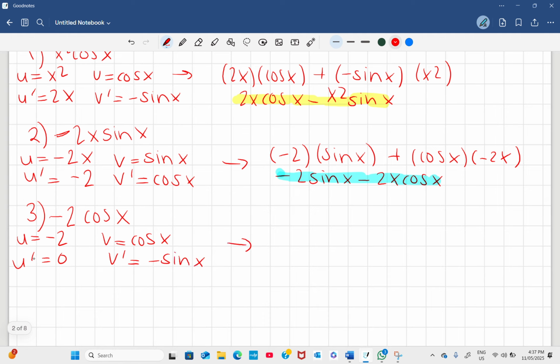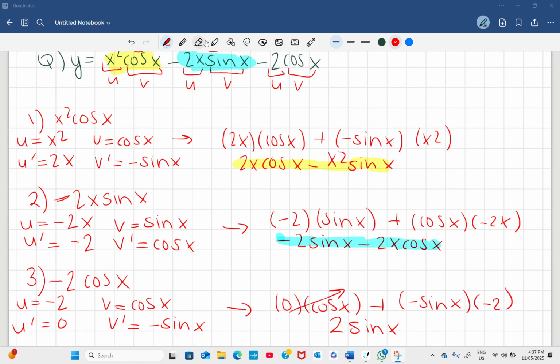So let's solve for u prime v, 0 times cosine x, plus v prime u, which is negative sine x, into negative 2. Now this is 0, so it's going to cancel. So my final answer is going to be negative 2 times negative 1, so it's going to become positive. So 2 sine x. So this is going to be my answer for this one.